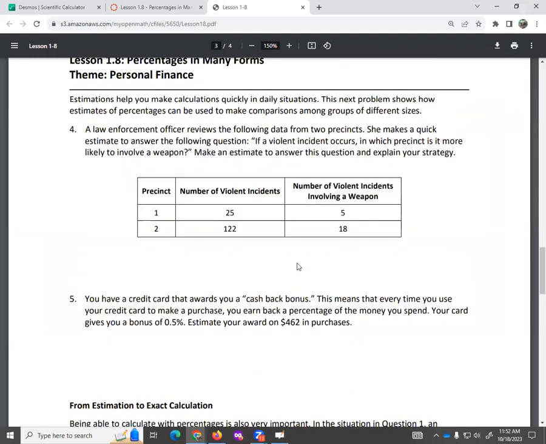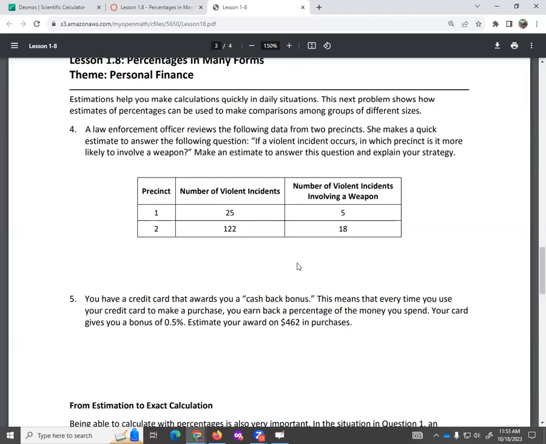Okay, so here we're going to talk about numbers with percentages. Estimations can help you make calculations quickly in daily situations. The next problem shows how estimates of percentages can be used to make comparisons among groups of different sizes. A law enforcement officer reviews the following data from 2 precincts. She makes a quick estimate to answer the following question. If a violent incident occurs, in which precinct is it more likely to involve a weapon? Make an estimate of this answer, explain your strategy.